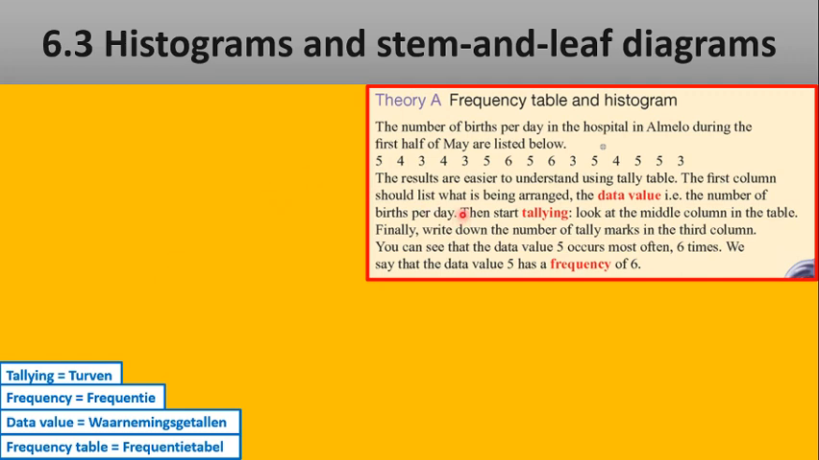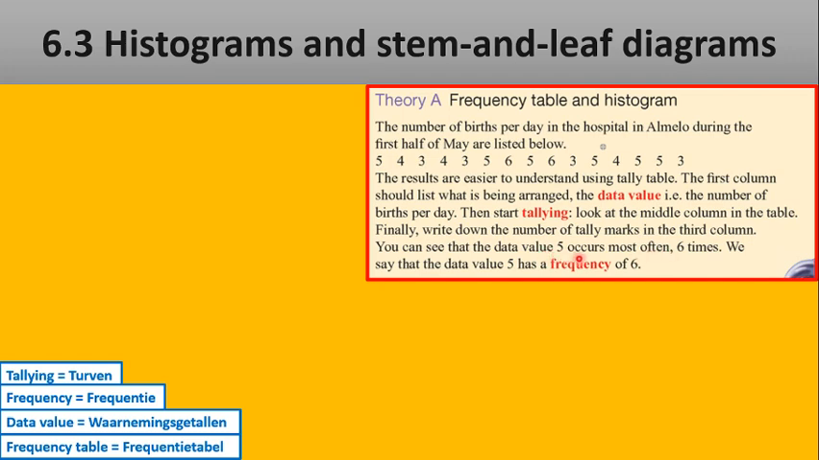The first column should list what is being arranged, the data value. Zo in het Nederlands heet dat de waarnemingsgetallen. Het is eigenlijk de data waar je naar gaat kijken. In this case, the number of births per day. Then start tallying. Je gaat dus turven. Look at the middle column in the table. And finally, write down the number of tally marks in the third column.